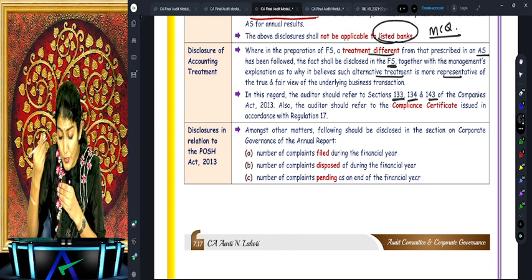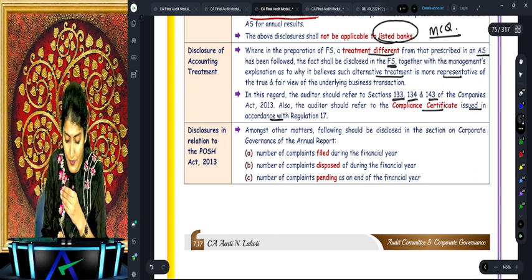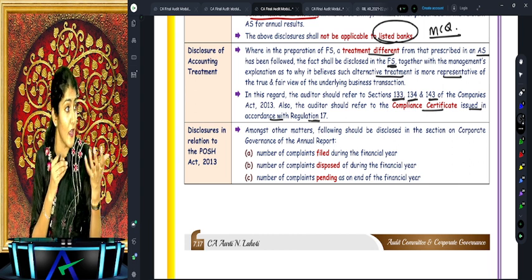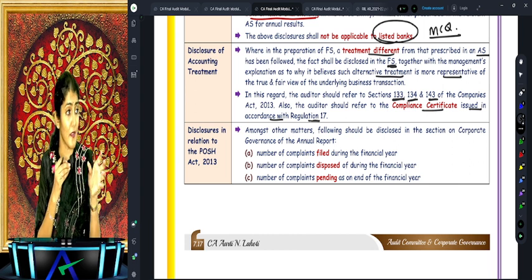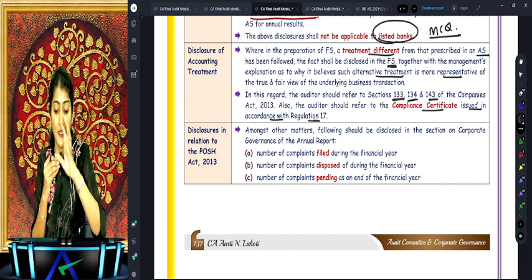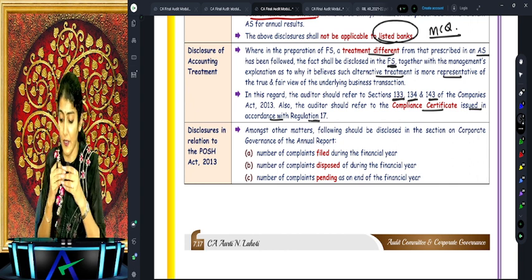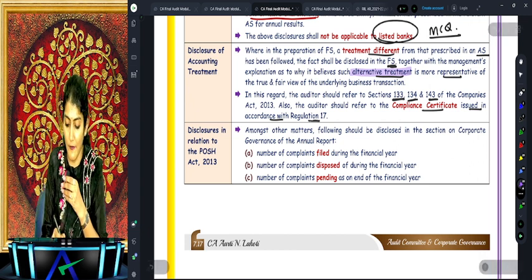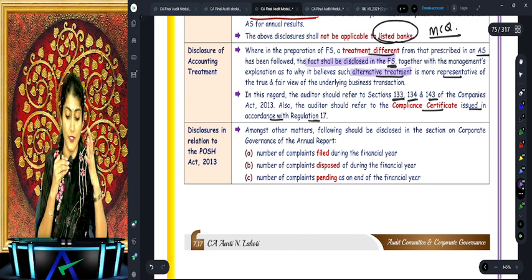Also, the auditor should refer to the compliance certificate issued under regulation 17 that the company has complied with the code of corporate governance. Now you won't be able to say why, because there is a differential accounting treatment given by the company. So can a company give an alternative treatment and not follow the AS? Yes, but what does it say? The fact shall be disclosed in the financial statements.